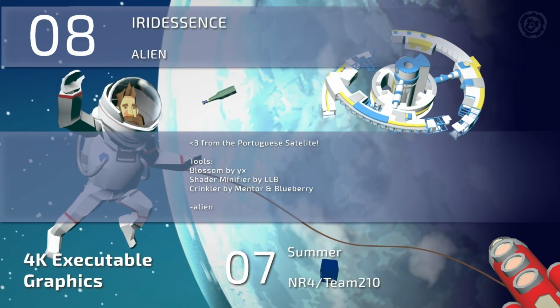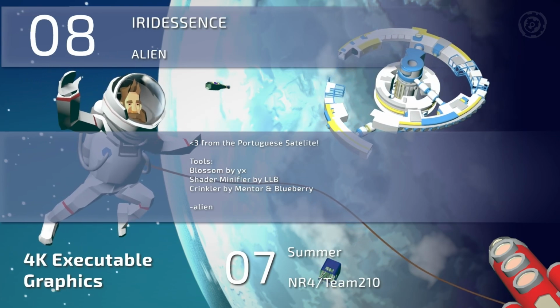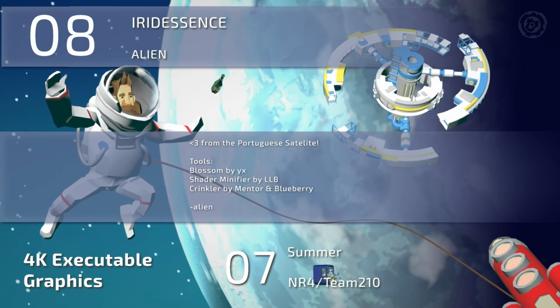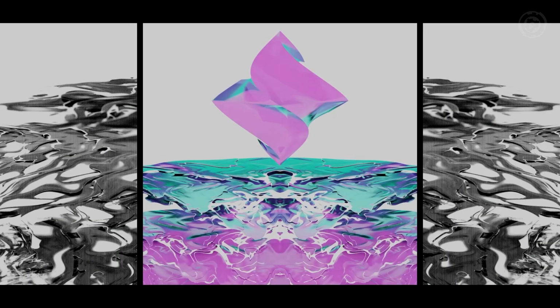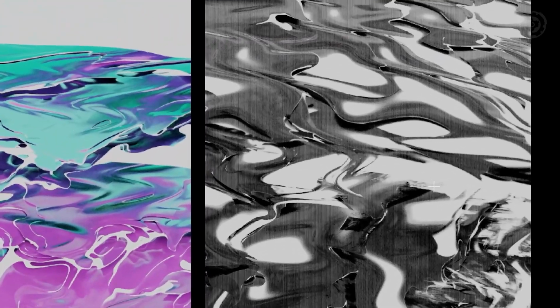Summer by NR4 of Team 210. Iridescence by Alien. This is using Blossom by YX and the Shader Minifier by LLB and Crinkler by Mentor and Blueberry. That's interesting because it has multiple parts. I don't remember that artistic technique being used. It's rule of thirds there, isn't it? I think so, yes.